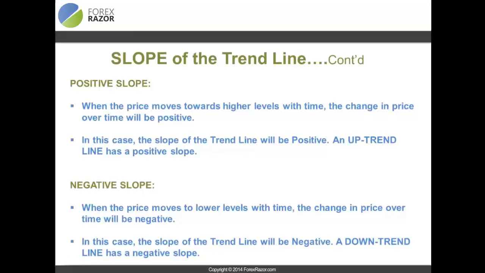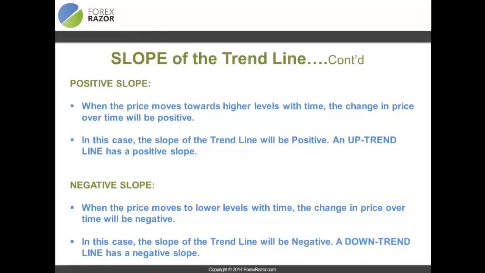Now, when the price of the instrument being traded moves towards higher price levels with time, the change in price over time will be positive. In this case, the slope of the trend line will be positive. An uptrend line has a positive slope. Alternatively, when the price of the instrument being traded moves towards lower levels with time, the change in price over time will be negative. Therefore, in this case, the slope of the trend line will be negative. A downtrend line has a negative slope.